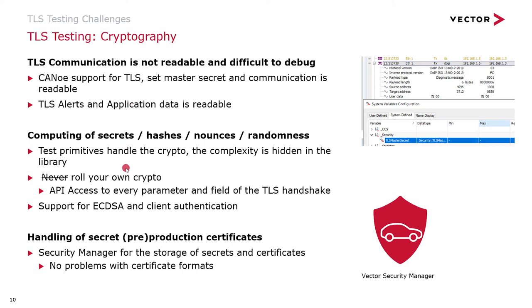One challenge was that usually the motto is never roll your own crypto, but in this case we needed our own crypto, because we really want to access all fields and every MAC. Typically libraries begin to resist our input: if we say, okay, sign this, the library says no, it's invalid. That was the part where we said, okay, then we sign it ourselves. We also have support, of course, for elliptic curves as algorithms in the handshake and for client authentication.